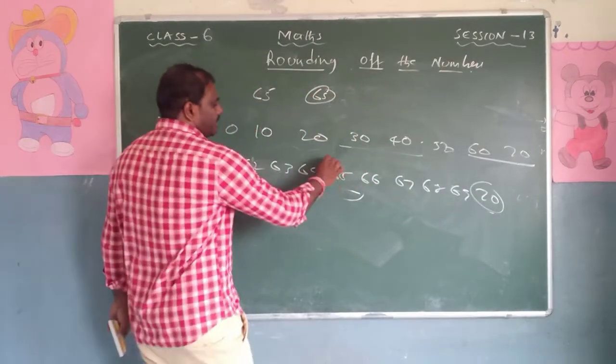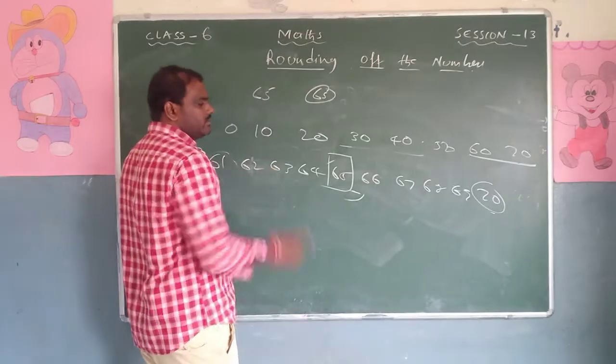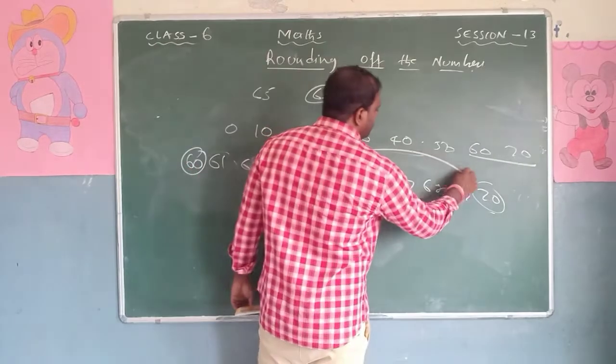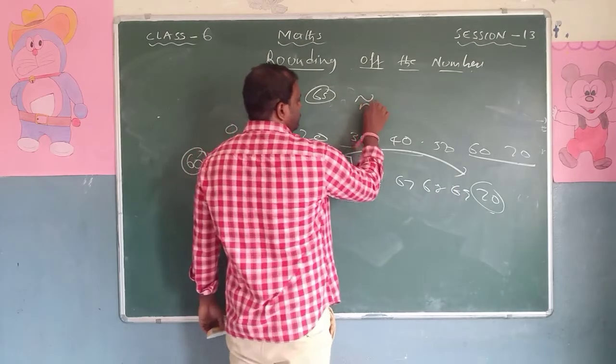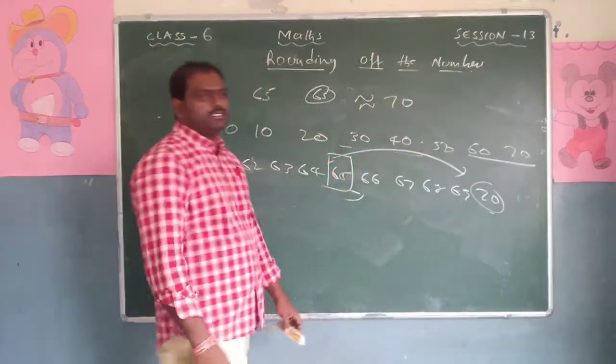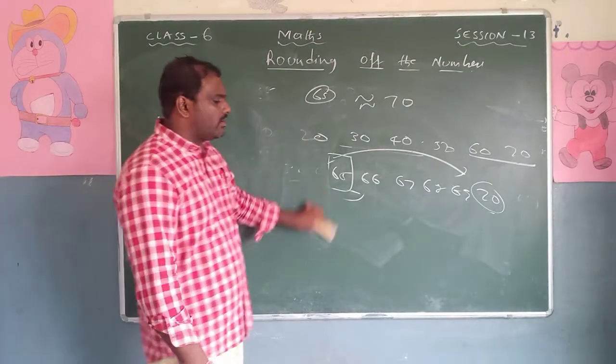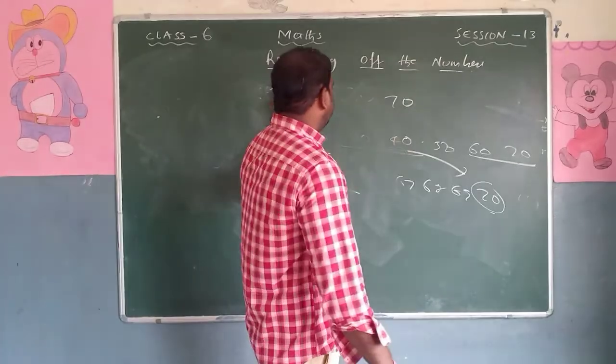Now what is the required number? 65. So which is near to that one is already in the middle. So in these cases better to go for the nearest higher value. How much it was? Nearest tens is 70. Okay. So this is the concept for tens.